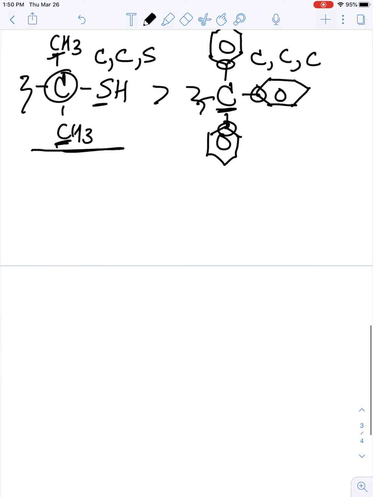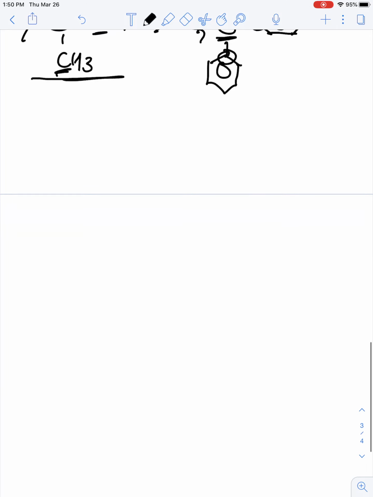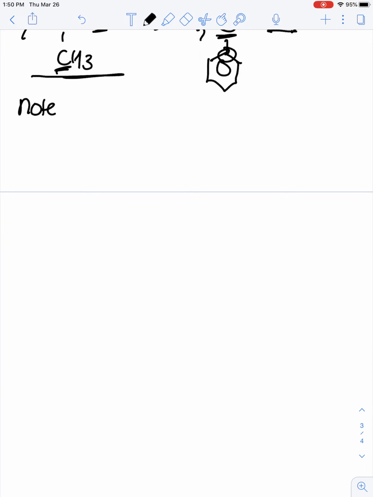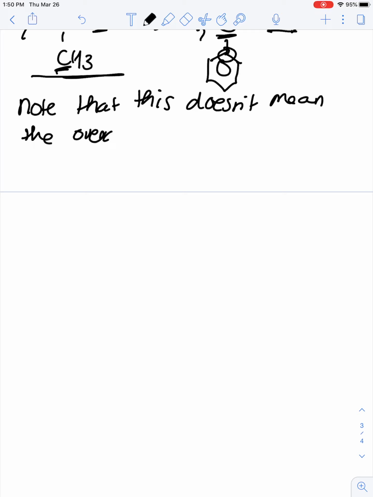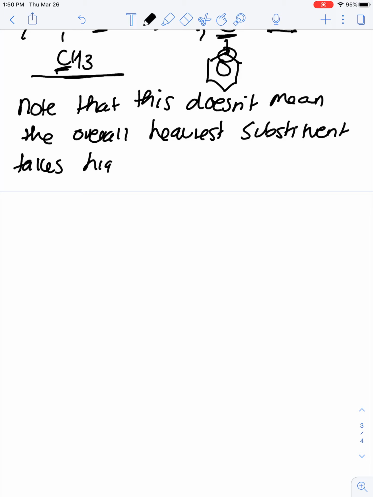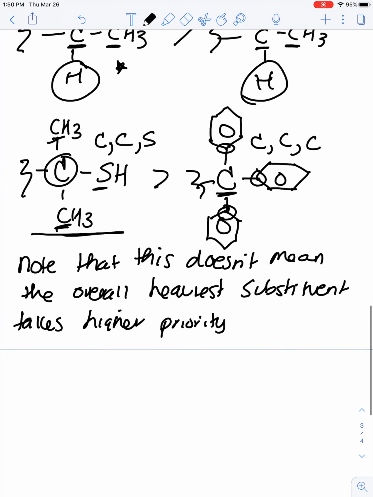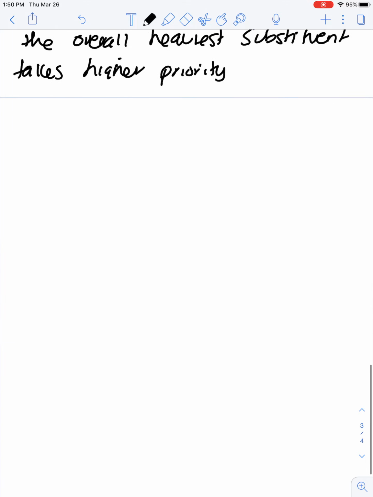So this group here is going to take higher priority because we have a sulfur versus a carbon. I should mention right here that you want to make sure to take note that this doesn't mean the overall heaviest substituent takes higher priority. Again, we're just looking at what this stereocenter is directly attached to.